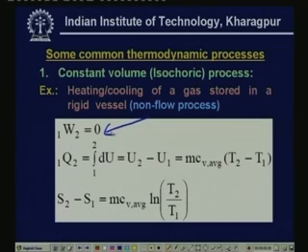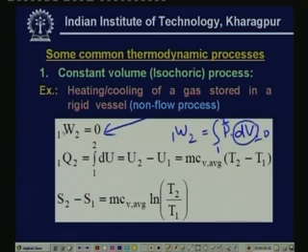For a non-flow process, if you remember, the work transfer 1W2 is given by the integral of PdV between 1 and 2, and here dV is the volume change. Since it is a rigid vessel, dV is equal to 0. So the work transfer is equal to 0. That is how you get this equation.